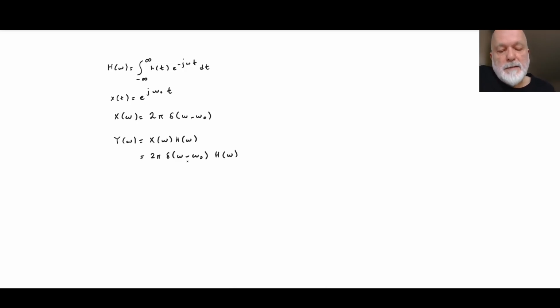However, we know that the impulse is 0 everywhere except at omega equal to omega 0, where it is infinite in magnitude. Therefore, this can be written as 2 pi delta of omega minus omega 0 H of omega 0. Okay, so H of omega is a function of omega, but we know that the impulse is 0 everywhere except at omega equal to omega 0. Therefore, only the value of H of omega 0 is taken into account.